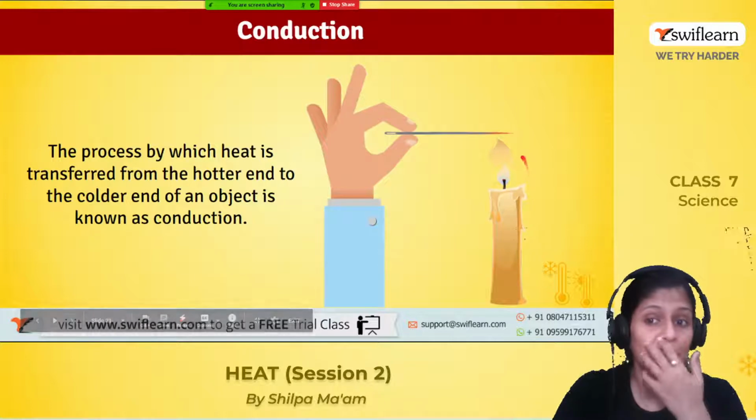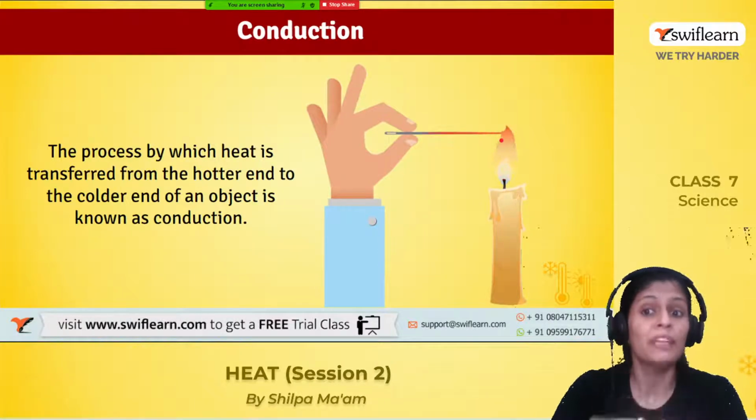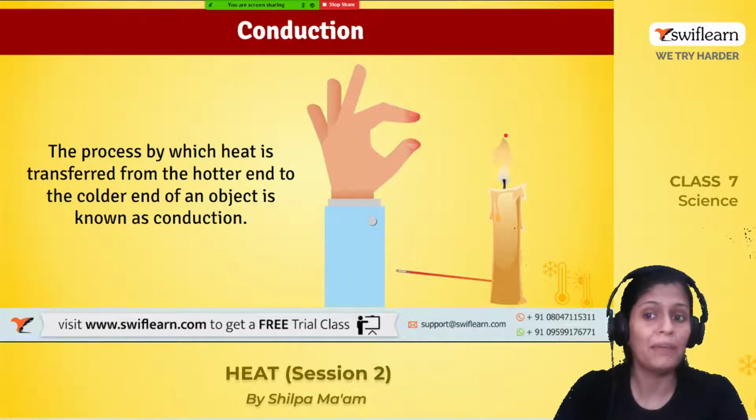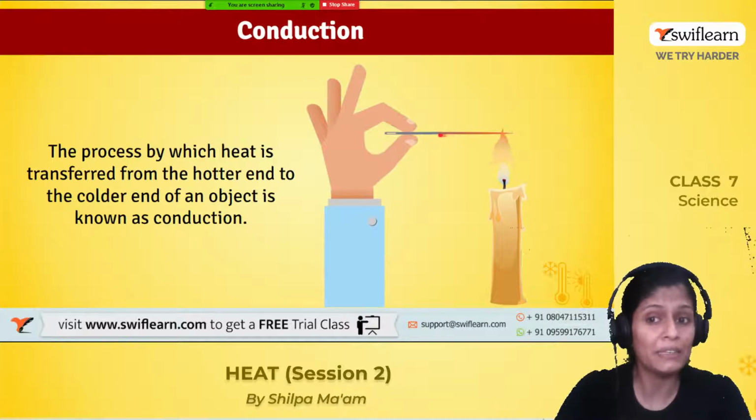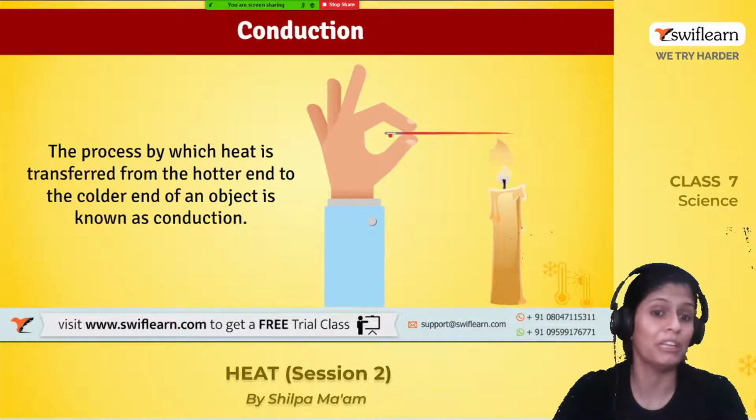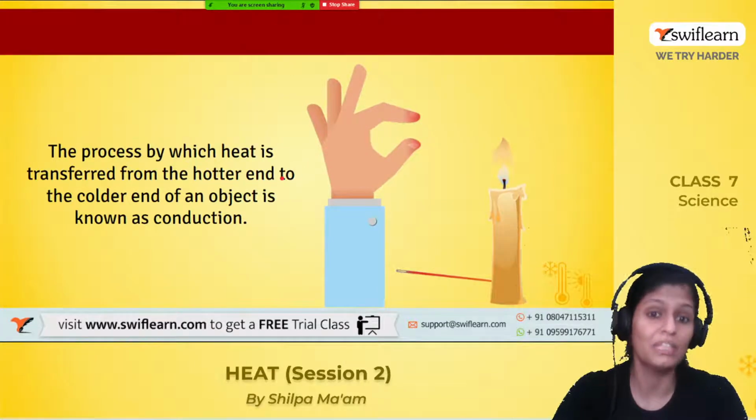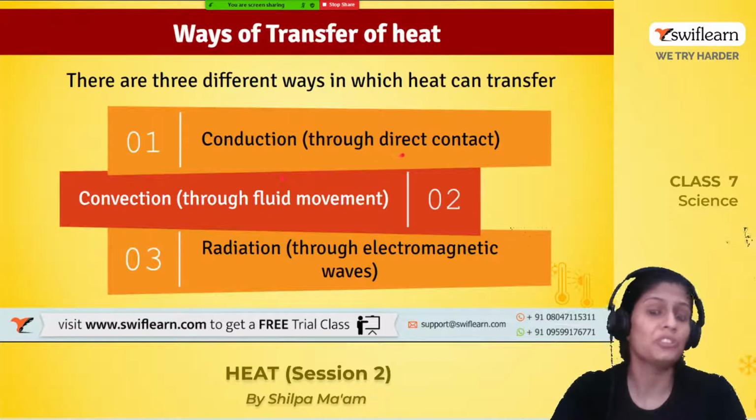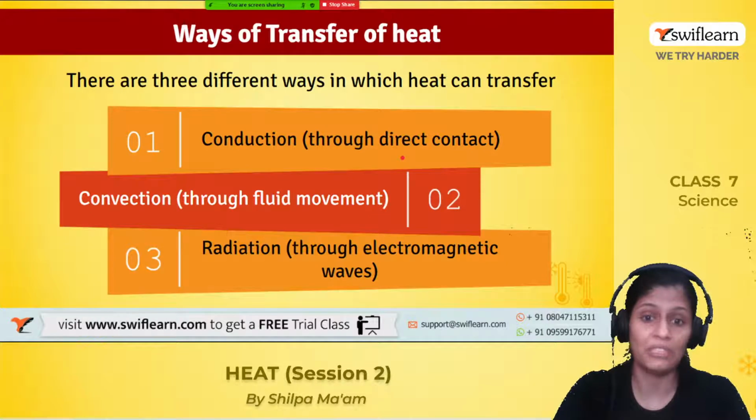The pointed end of the needle you put over the candle and you are trying to heat it up. Then what will happen? The pointed end is going to get heated up and then the heat is going to transfer to your hand. That is, it is getting transference from the hotter end to the colder end. This is called conduction. This is what we have done. Conduction is through direct contact. We are in contact with that thing and the heat is transferring.